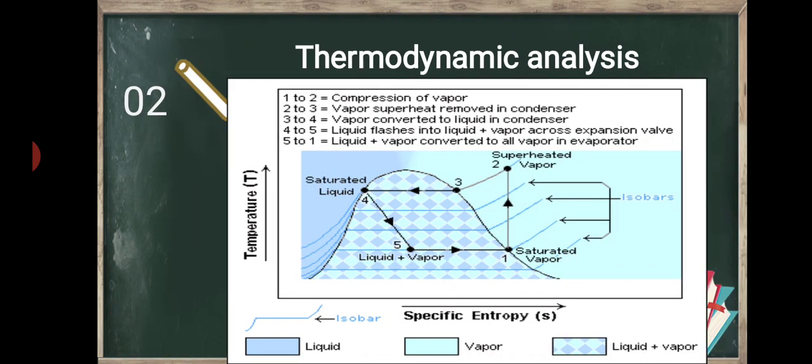Now we are going to analyze this thermodynamically. You can see the temperature and specific entropy graph. You can see clearly the saturated vapor converted into superheated vapor, then to saturated liquid, and again to the vapor plus liquid mixture, and to complete the cycle it is converted again into saturated vapor. 1 to 2 is compression of the vapor, 2 to 3 is the superheat removed in the condenser, 3 to 4 is the vapor converted into liquid in the condenser, 4 to 5 is where the flash transition occurs in the expansion valve, and 5 to 1 is the liquid plus vapor converted into all vapor.